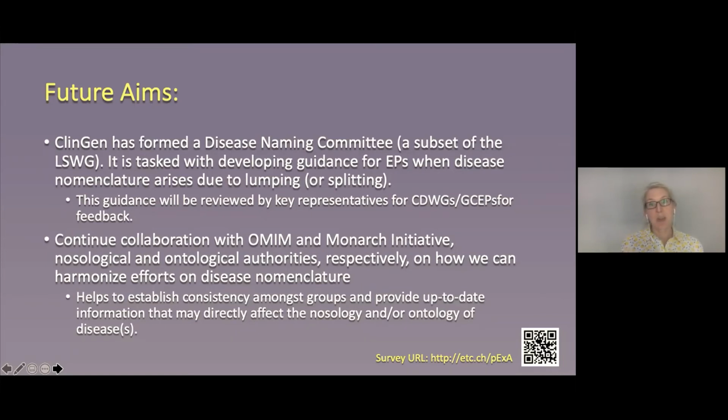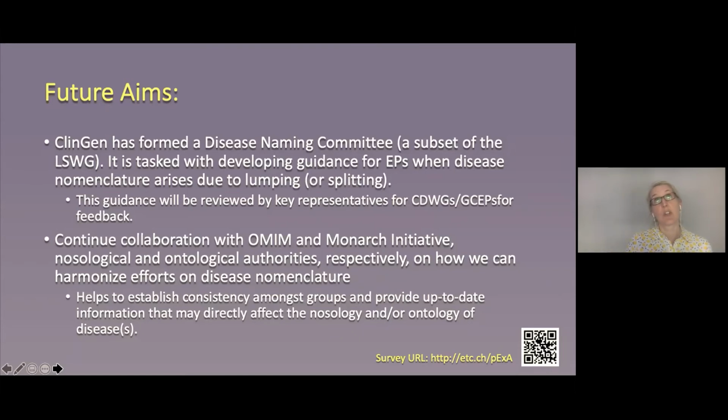As you've seen from this practice and this exercise, we know we created a predicament for our gene curation expert panels to start with, but this could even carry over to other VCEPs as they start to curate genes that have been lumped or split. But it is tasked with developing some guidance for expert panels when disease nomenclature issues arise due to lumping or splitting. This guidance will be reviewed by key representatives for clinical domain working groups and GCEPs for feedback, and it really is going to be something similar to what we have here, points to consider.